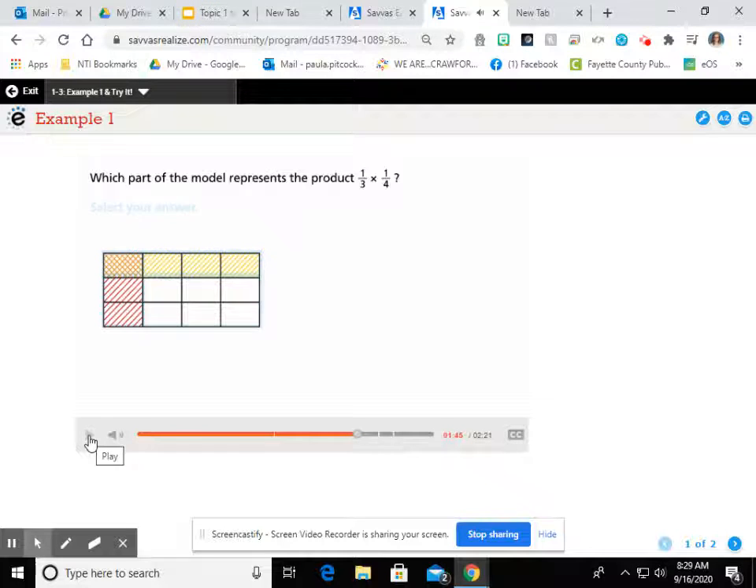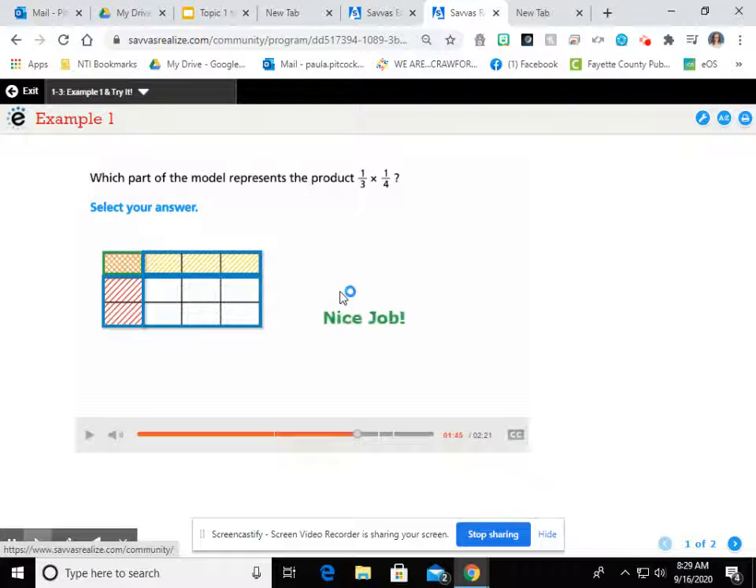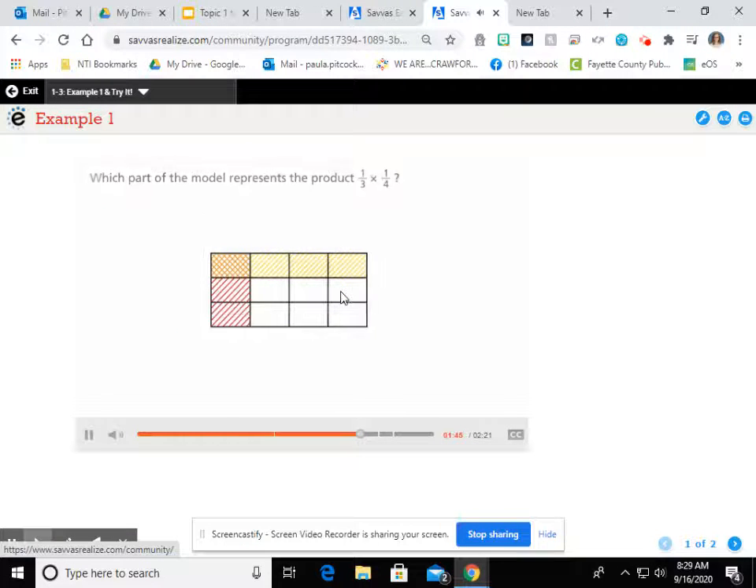Well, the product is going to be the overlap, where the two colors overlap. So it's going to be this orange shaded section. That is the answer, 1 out of 12.